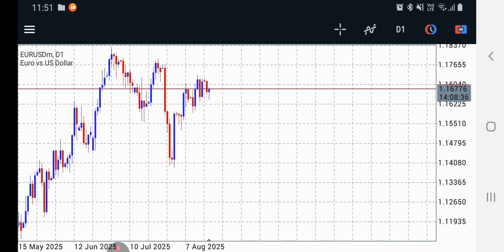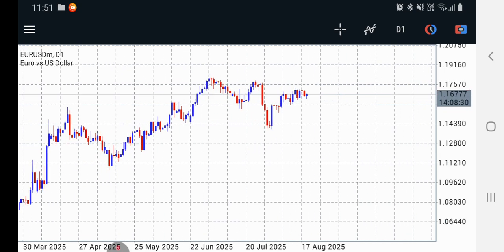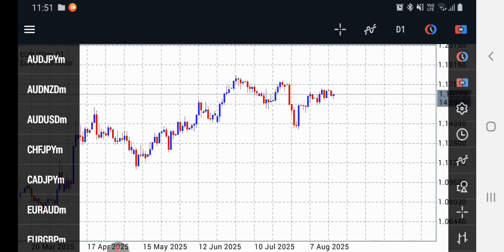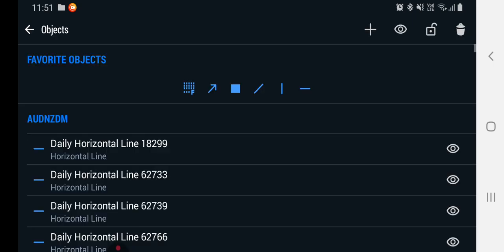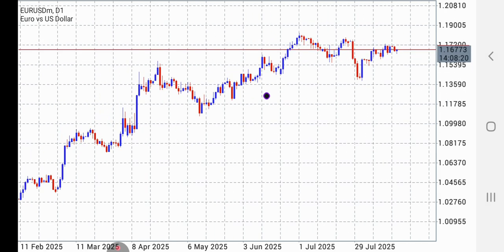So today we're gonna take a deep dive into Euro USD. I'm on the daily time frame, and already we can see that price has been pushing up, right? We are in a bullish trend. Price has been pushing to the upside.